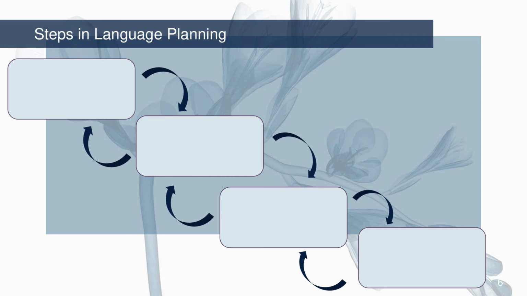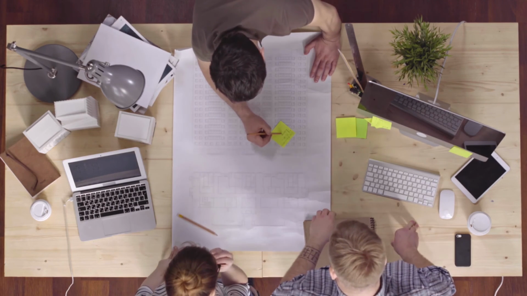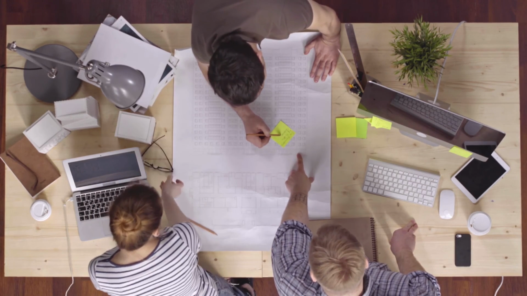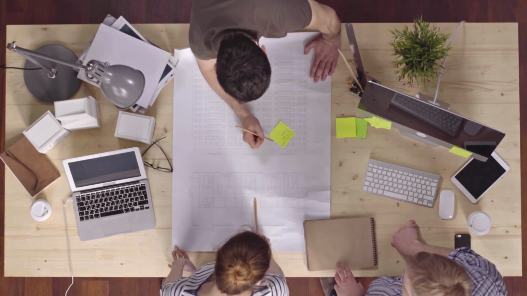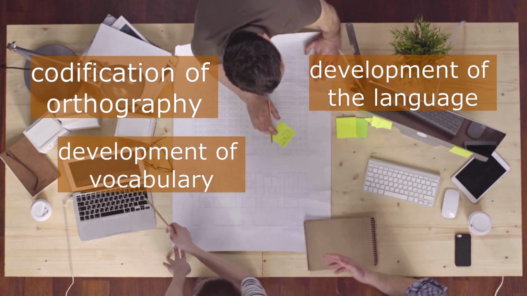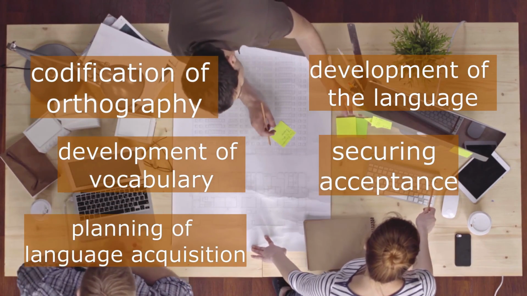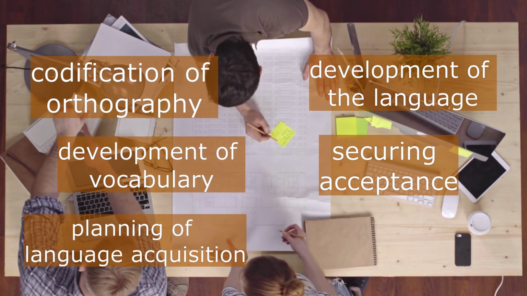As we can see, the process for standard English goes through the steps from selection, acceptance, elaboration, and lastly, codification, which shows that the process of language planning is fairly flexible with the implementation of its steps. Within the language planning process, linguists also play an important role, especially in the codification of orthography, development of the language, development of the vocabulary, securing acceptance, and planning the language acquisition.